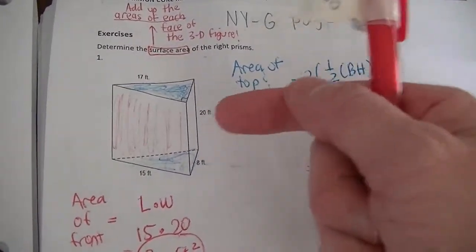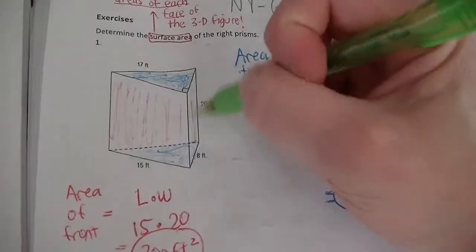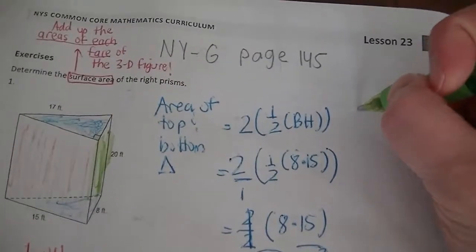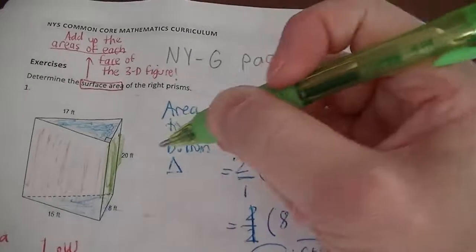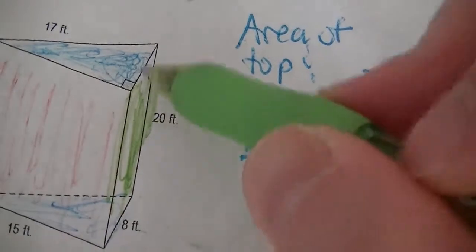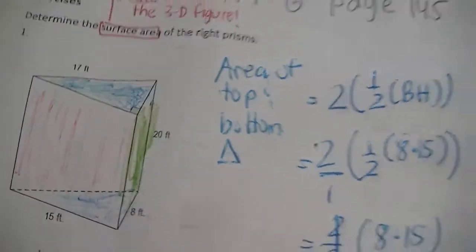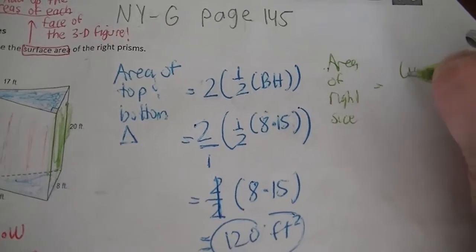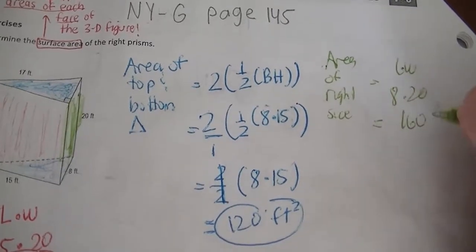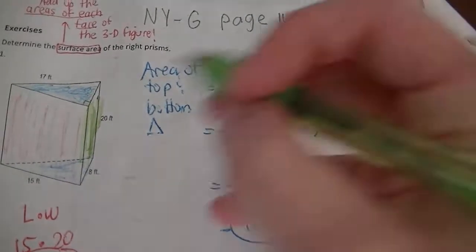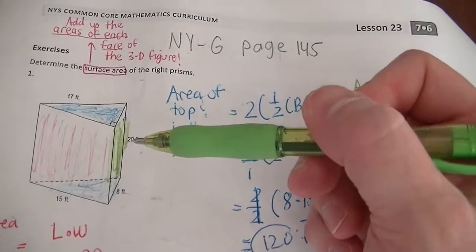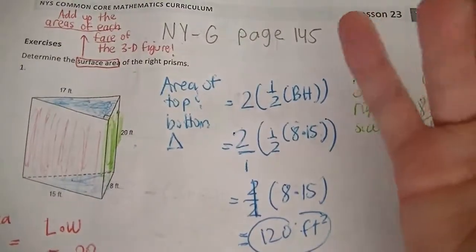Now let's go ahead and go with this right hand side right there. I'll shade that in green. So I'm going to write it over here. Area of that right side. And I'm looking at the dimensions here. Yeah, it's going to be a rectangle, so it's like 8 times 20. Length times width, so 8 times 20. 8 times 20 is 160. It's going to be feet squared because that's how we're labeling it. So that side's taken care of. And again, I didn't multiply that by 2 because there's no other side that's exactly the same dimensions as that.